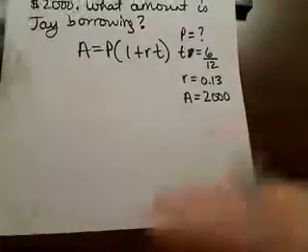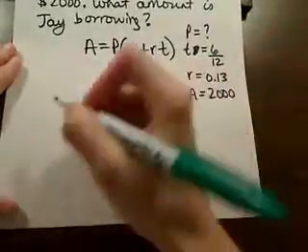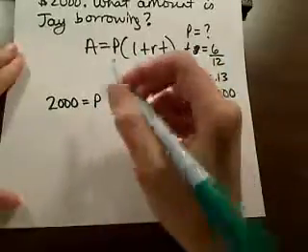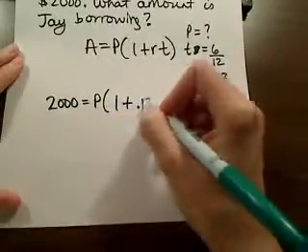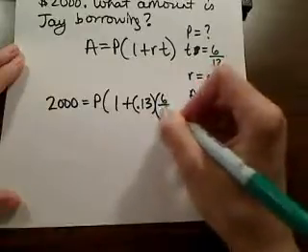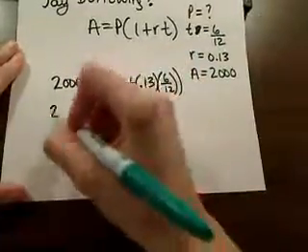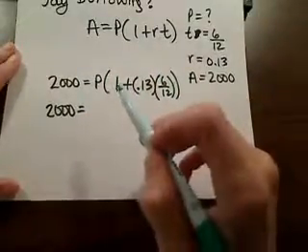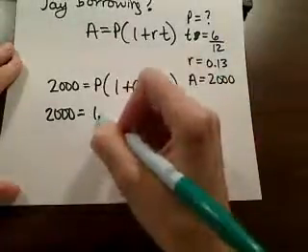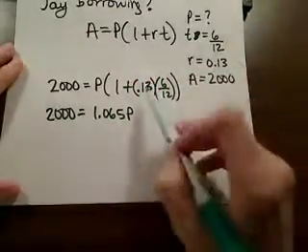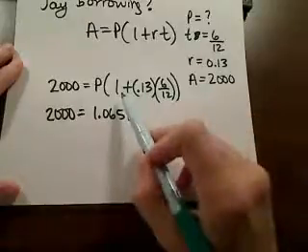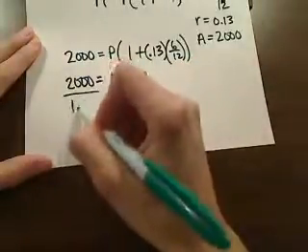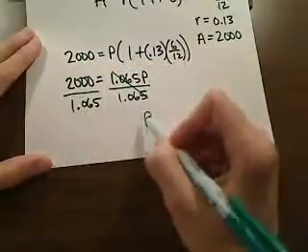Okay. All right, so what I'm going to do is plug these values into the formula and then solve for P. So 2,000 is going in for A. I have principal times 1 plus the rate, 0.13, and the time here, 6/12. If you do your calculation, 0.13 times a half and then add the 1, you're going to end up getting 1.065. So you have to do this multiplication first, then add 1. You'll get this, and then we're going to need to divide by the 1.065 in order to solve for P.